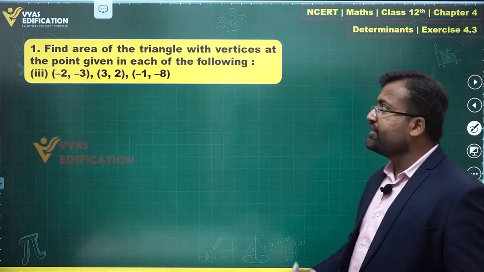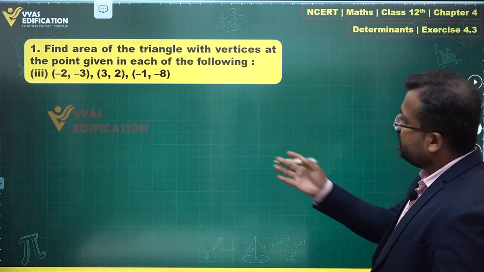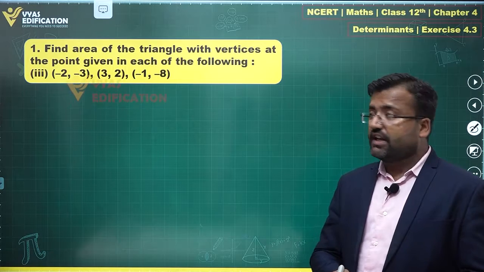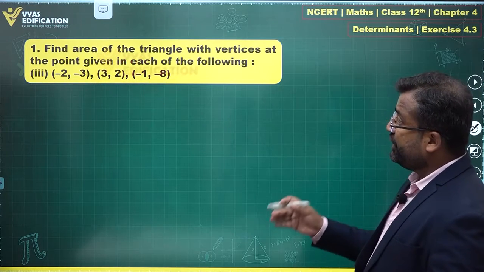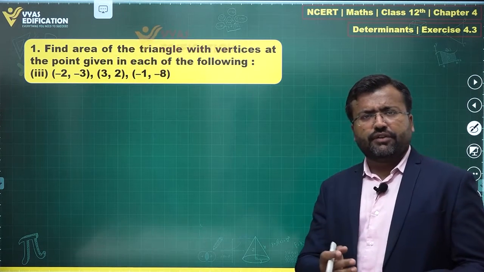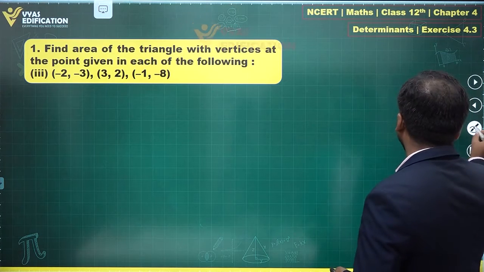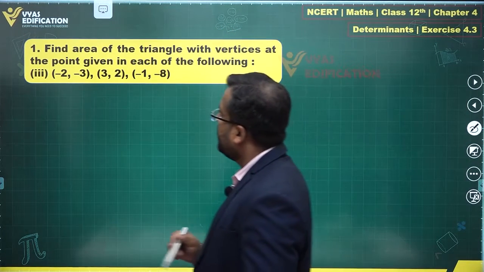Let's discuss this question next. The question says find the area of triangle. And the three vertices are given. Minus 2, minus 3, 3, 2, minus 1, minus 8. So what are we going to do? We're going to do a similar thing as we have been doing up till now.